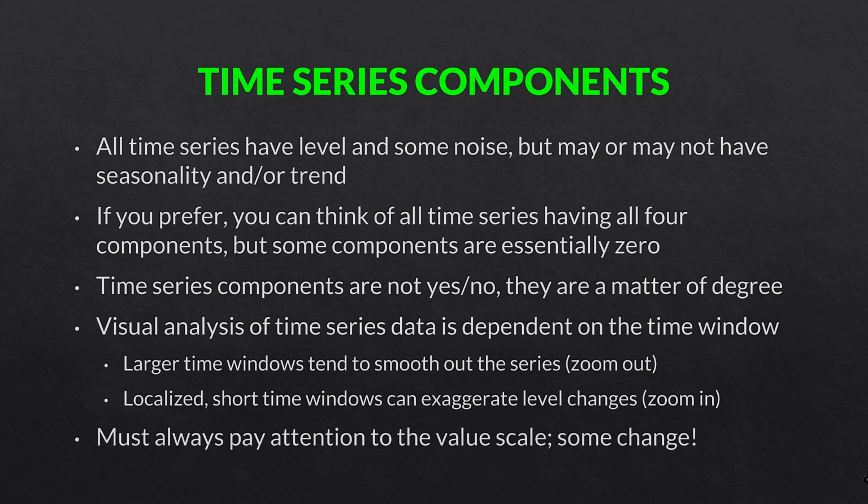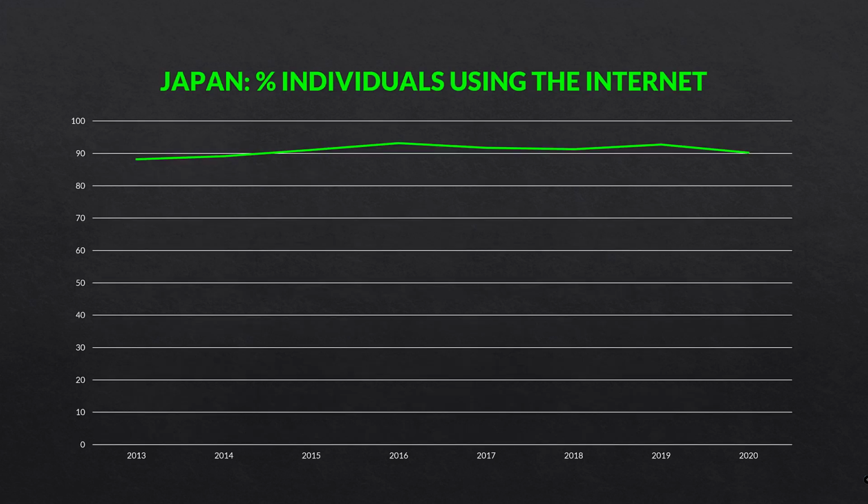So you must always pay attention to the value scale. Some of them can change as you zoom into them. There are many online tools that offer interactive graphs for time series. However, if you're not careful, when you go in to look at a shorter time window, they, for some reason, will go ahead and change the level scale, and that can exaggerate changes over that period of time. So here is an example.